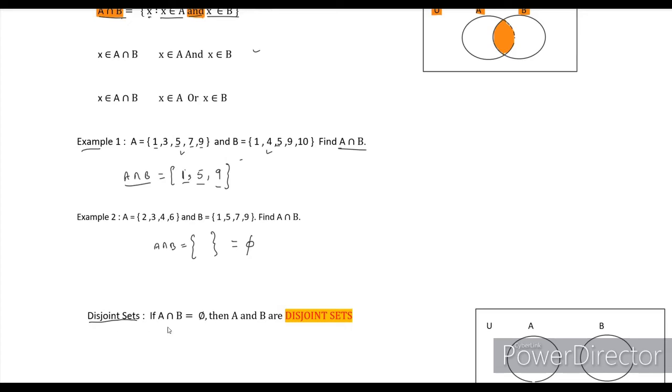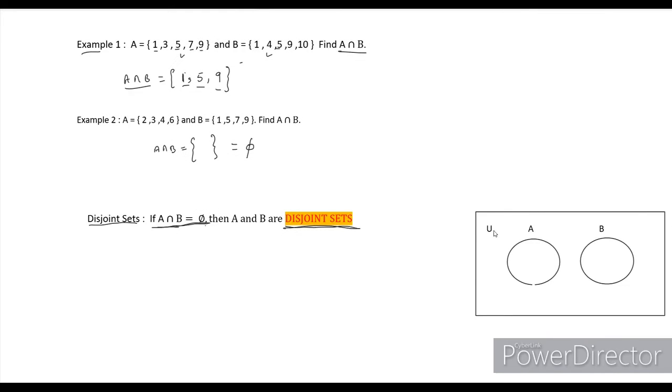If there are two sets whose intersection is a null set, then those sets are called disjoint sets. Because they do not have any elements in common, they are called disjoint sets. And in a Venn diagram, we represent it like this. We write two circles away from each other since there are no elements in common. This is how we represent disjoint sets.